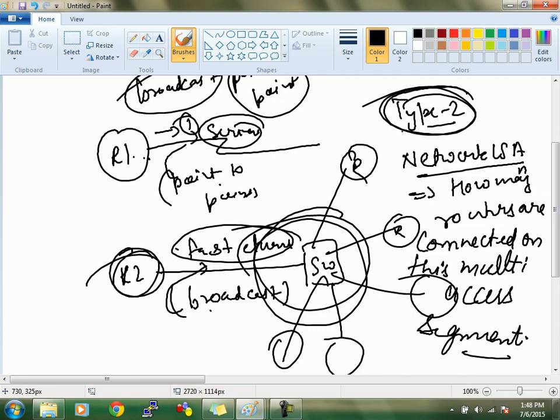Designated router. See, out of these 100 routers, they will select one router as father. It means they will try to find a centralized point with which they will exchange database. They will never exchange database directly. This thing is clear? So what they will do, let me draw the diagram again.